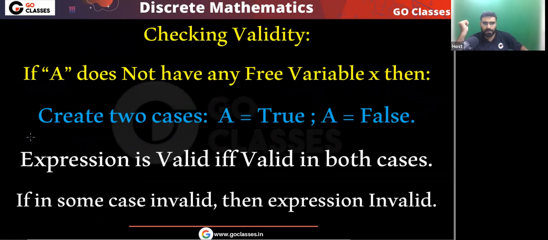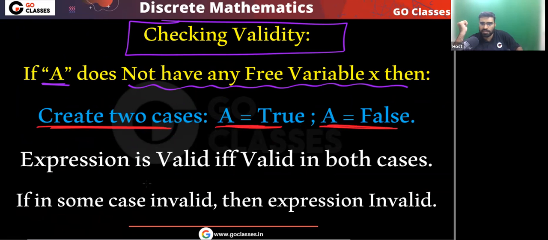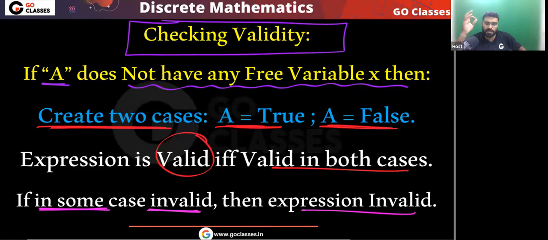So ultimately, checking validity. If you want to check the validity, when A does not have a free variable x, then all you have to do is just create two cases, A true, A false. Valid means in all the cases it should be true. Invalid means in some case it is false, then the expression is invalid. This is the simple method. Now let's solve the questions.